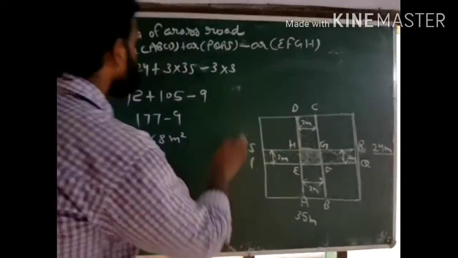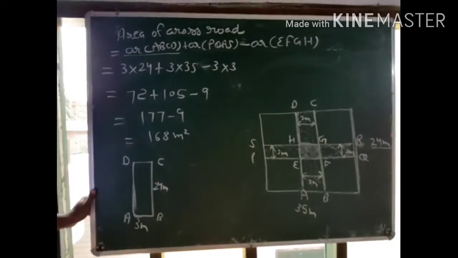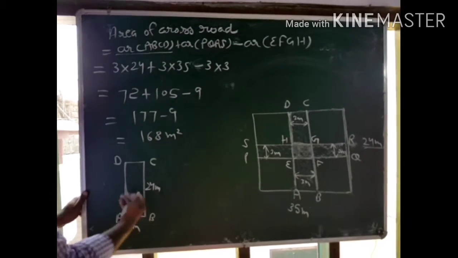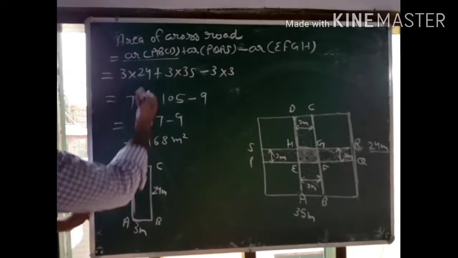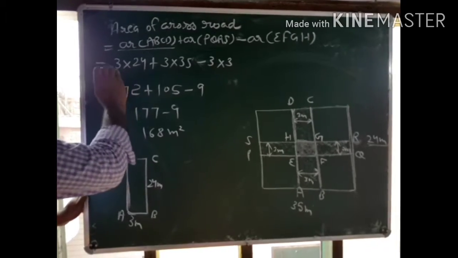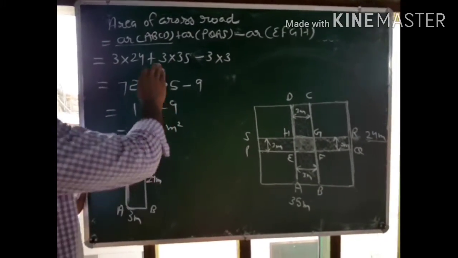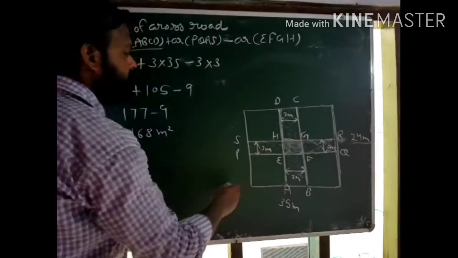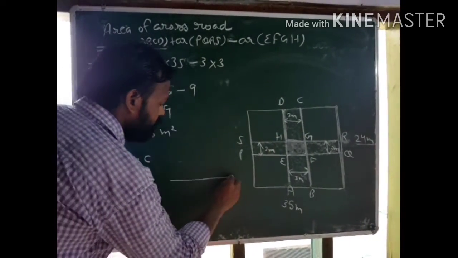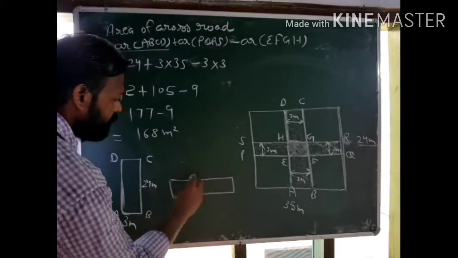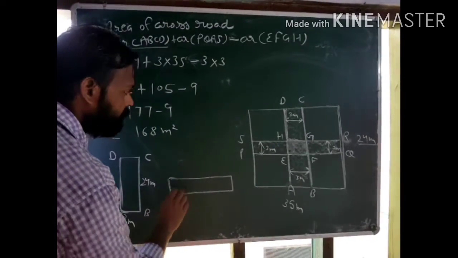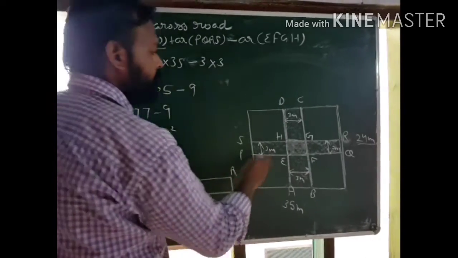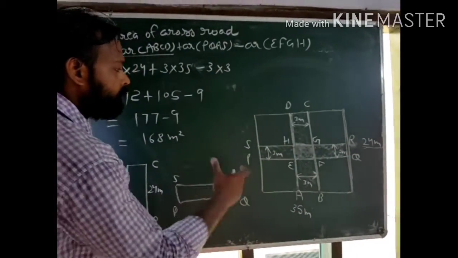Now we can find the area of ABCD by multiplying length into breadth. We have to apply the formula here: length into breadth. The length is 3 and the breadth is 24, so I have written here 3 into 24. Next, we have to find the area of this rectangle PQRS also. We can make the diagram of PQRS separately. It looks like this, PQRS, just to avoid confusion.